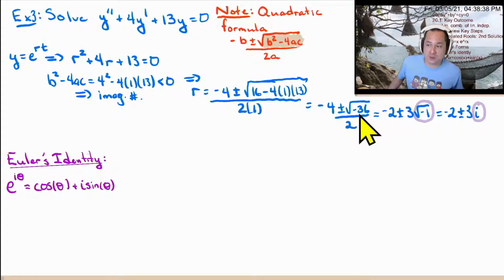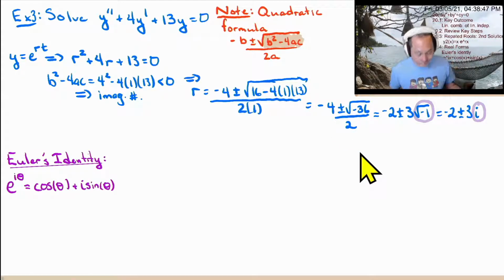Good call, Landon. The square root of 36 will get me 6, but don't forget there's that 2 in the denominator, so I have to divide both 4 and 6 by that 2. Cool.